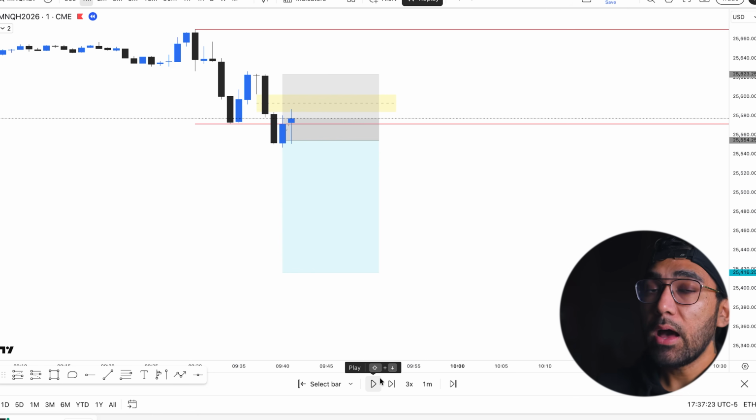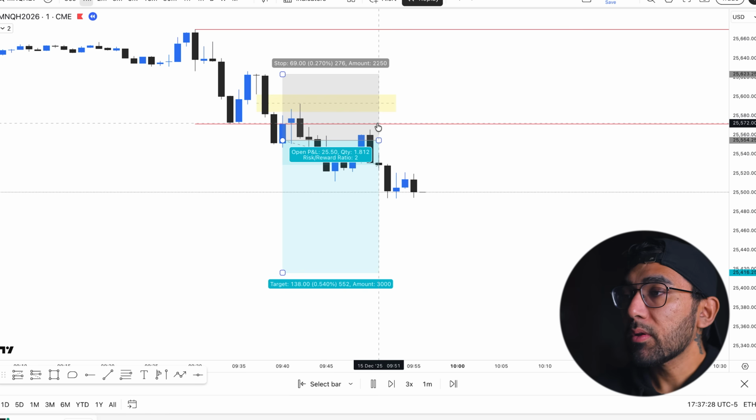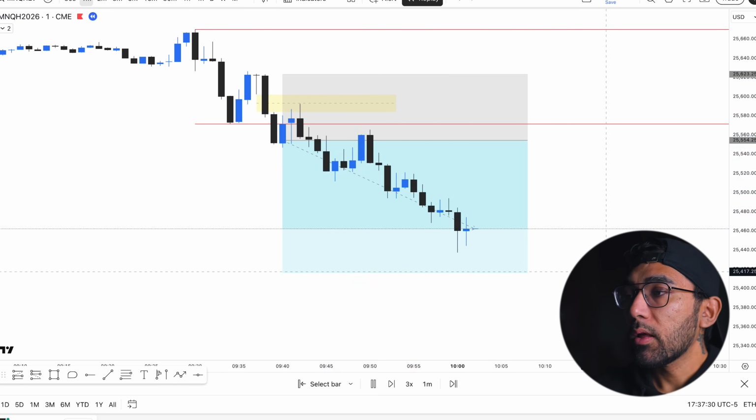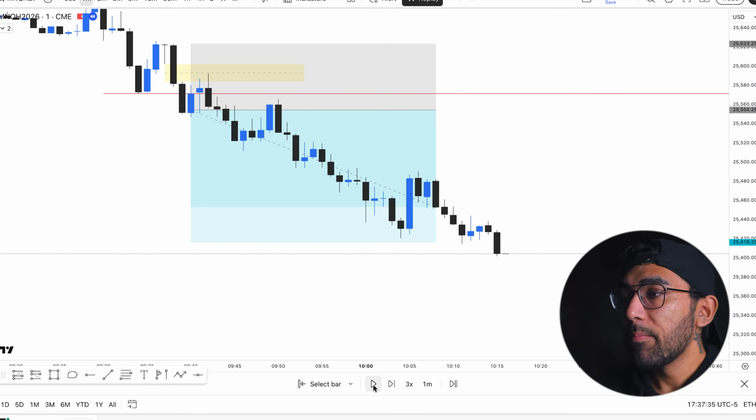So let's go ahead and see how this trade plays out. So here we go. Price is coming up and price comes right down to target right there. So that's pretty much how easy this model is.